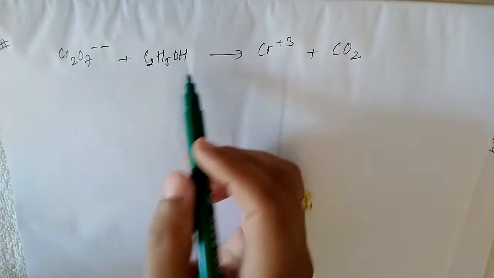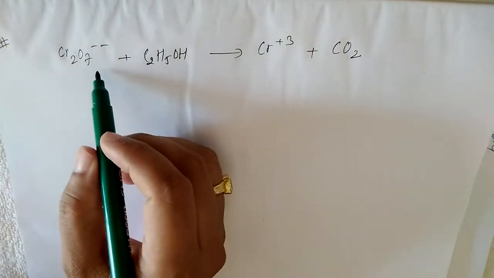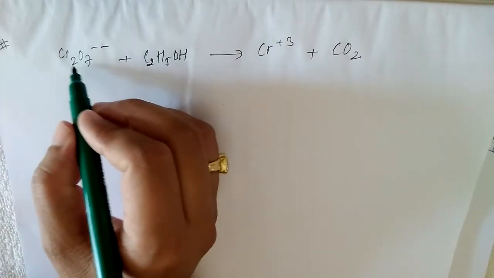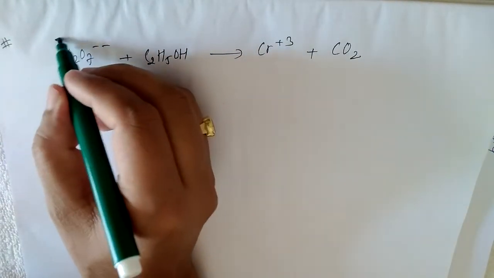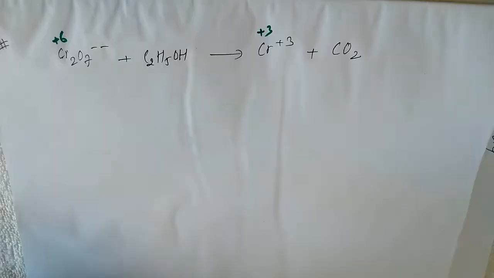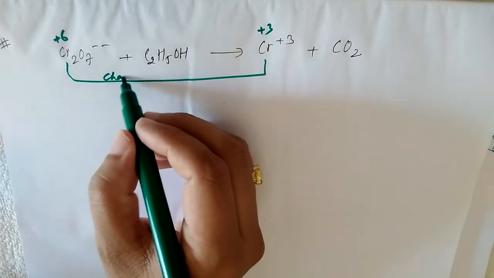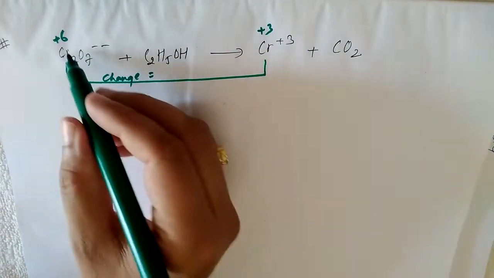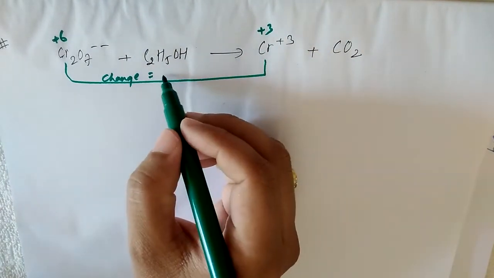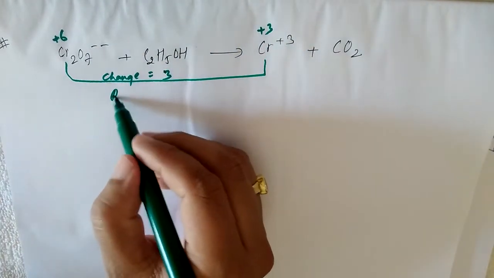Cr2O7 2- plus C2H5OH gives Cr3+ plus CO2. This is in ionic form, so we are going to balance it by the oxidation number method. In this reaction, chromium is in the +6 oxidation state here, and here it is +3. So for chromium, the change in oxidation number is 6 to 3, which is 3. Plus 6 to plus 3 is reduction.